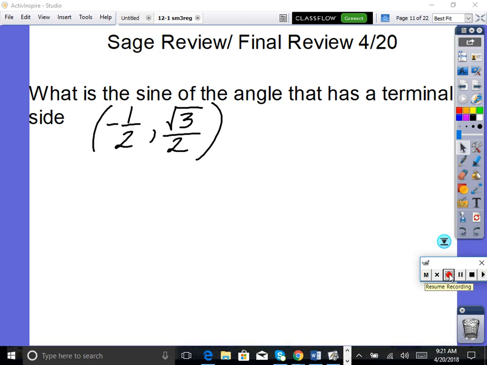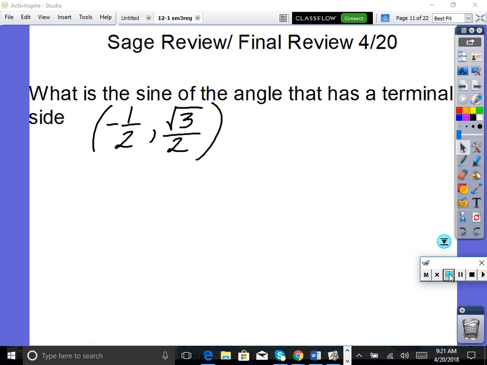It'll all be good. So it says, what is the sign of the angle that has a terminal side of this? Now, remember, terminal side just means it stops. Terminal side is where the angle stops. So it says you have an angle. What is the sign of this angle that has the terminal side of this?